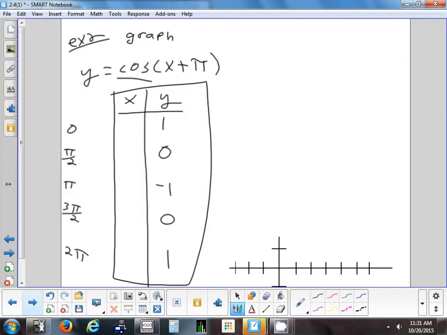Okay, what am I going to do to every one of these x values? Minus pi. Perfect. We got a plus pi. Phase shift is one of the transformations. Do the opposite of what you see. Okay, so minus pi.